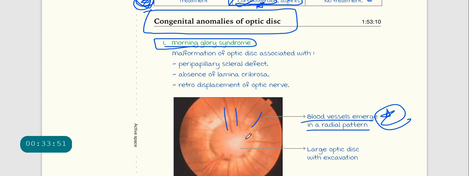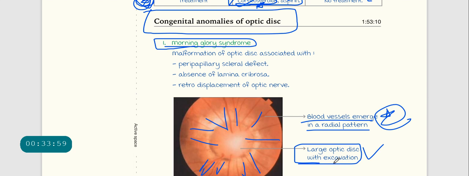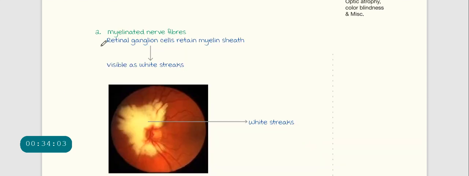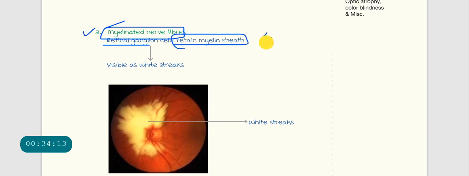The next and the last is myelinated nerve fibers and the retinal ganglion cells. These retain the myelin sheath, very important, due to which they are visible as white streaks. So due to this there is a white streak formation, as you can see in the diagram. This white streak formation is due to the myelin sheath in the retinal ganglion cells.